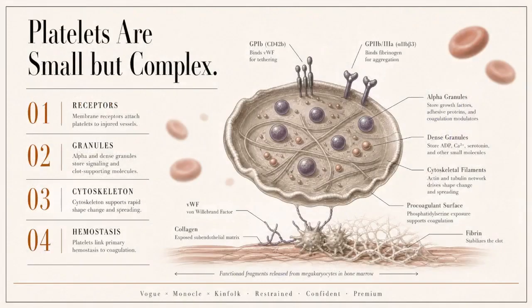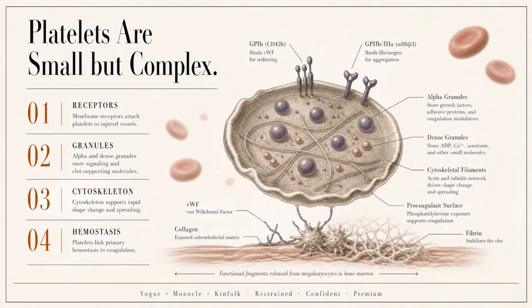Platelets may look like tiny purple fragments on a smear, but they are highly complex cellular elements. They are anucleate cytoplasmic fragments derived from megakaryocytes, and their function depends on specialized membranes, receptors, granules, and cytoskeletal systems. Platelet membrane receptors allow adhesion to damaged vascular surfaces, especially through interactions involving von Willebrand factor and collagen. Other receptors support aggregation by binding fibrinogen and linking platelets together.